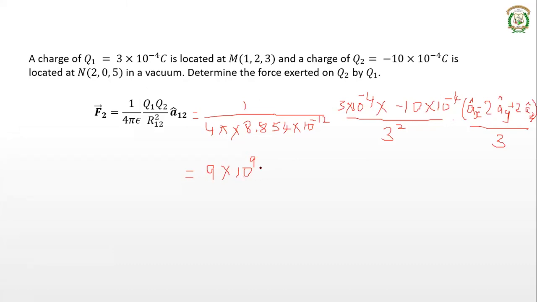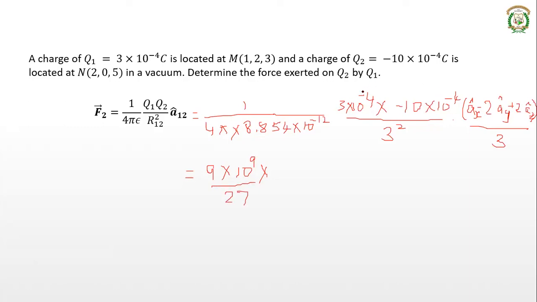Okay. Multiply by 3 into 10 raised to minus 4 into minus 10 into 10 raised to minus 4, divided by, in the denominator, 3 square multiplied by 3. So what is this term? 3 into 10 raised to minus 4 into minus 10 into 10 raised to minus 4. So 3 square multiplied by 3 is 3 cube, that is 27. I will write it here.